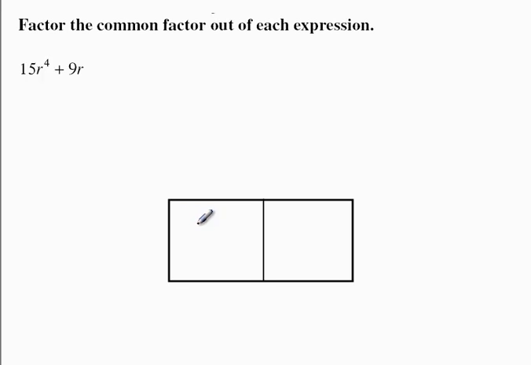So in this example, we need to factor the greatest common factor out of the expression that has two terms. Our first term is going to go in the box on the left. So we have 15r to the fourth plus 9r. My GCF, the greatest common factor, is going to go on the left side. So I have a 15 and a 9.